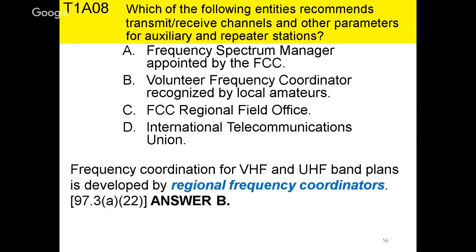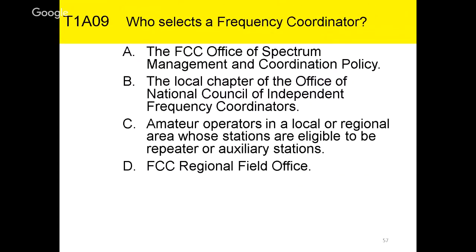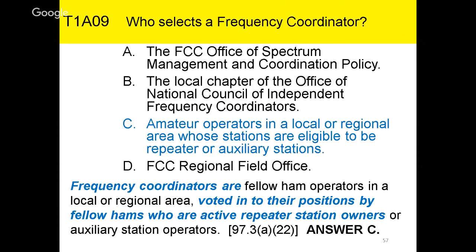So, B is the correct answer. Regional frequency coordinators. So, who selects a frequency coordinator? Well, amateur operators in a local or regional area whose stations are eligible to be repeater or auxiliary stations. They're voted in to their positions by fellow hams who are active repeater station owners.